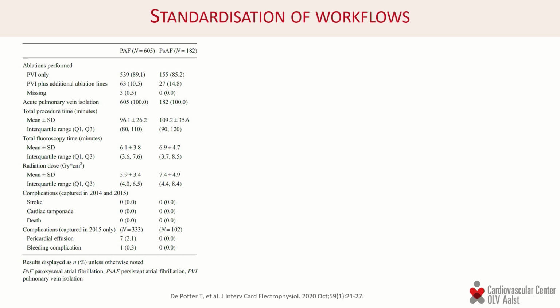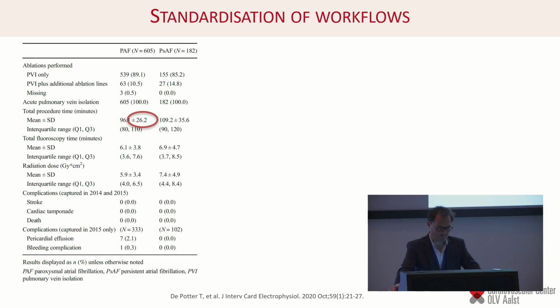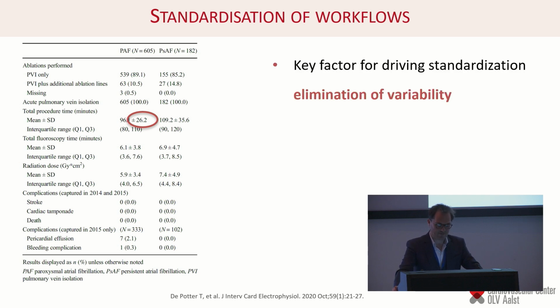Here's an example of data we published 4 years ago, which means the data set that went into this publication is 6 or 7 years old, where you can see that we had a procedure time at that time of about 90 minutes with a standard deviation of procedure time of almost half an hour. This was at the time where we still used validation of entrance block, where we still used adenosine, and I will show you why we have abandoned this. Because the key factor to achieve standardization is eliminate variability. It doesn't really matter if your procedure is 40 or 50 or 80 minutes.